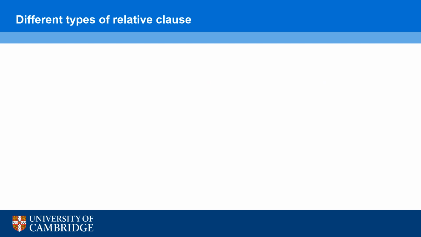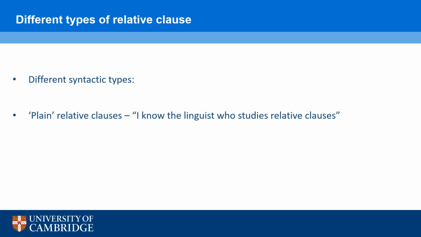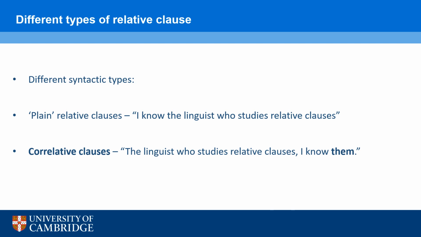Setting aside these semantic types, there are also different syntactic types of relative clause. One of these we've already seen, and I'm going to call this type plain relative clauses. They're sometimes called European-style relative clauses because of how common they are in modern European languages like English, but I prefer a more neutral term. Other syntactic types of relative clause are also available, such as correlative clauses. As you can see from this example, correlatives are possible in English, but they're not the most usual way of forming relative clauses. However, they are very common in the more ancient Indo-European languages, so let's break them down.